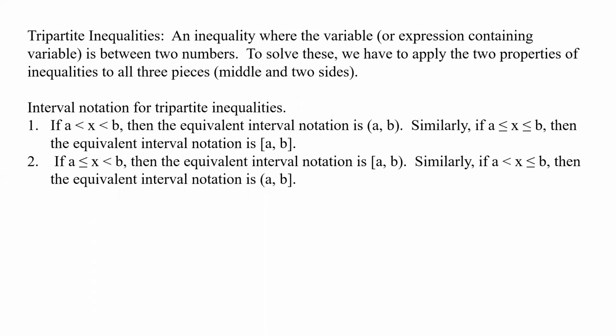Then we have a special thing called tripartite inequalities. This is an inequality where the variable or expression containing the variable is between two numbers. Now to solve these, we have to apply the two properties of inequalities to all three pieces. So we're going to have something like a less than x less than b, or we can have less than or equal to signs, but we have a tripartite, 1, 2, 3 parts basically. Now this middle part, when we have it in this form, that's our solve for x.